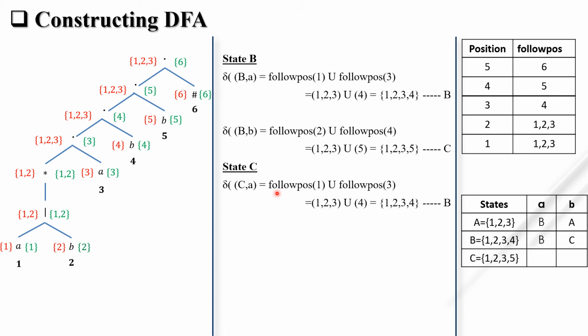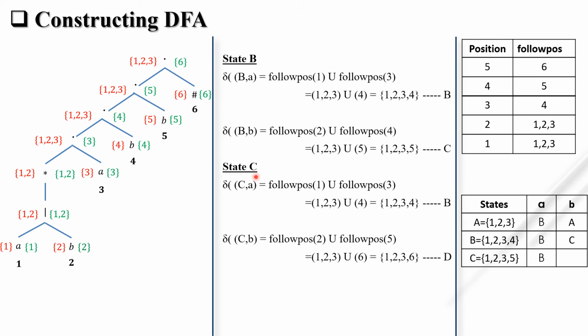Okay. And what is the answer? What is the follow position of 1? 1, 2, 3. What is the follow position of 3? 4. So what is the answer? 1, 2, 3 and 4. That is already there in B. That's why we label this state as B.